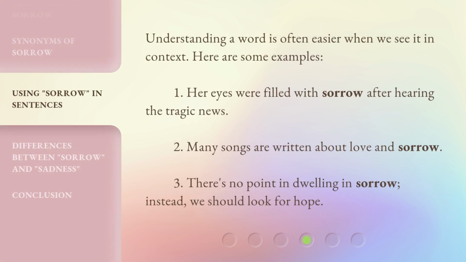Understanding a word is often easier when we see it in context. Here are some examples. 1. Her eyes were filled with sorrow after hearing the tragic news. 2. Many songs are written about love and sorrow. 3. There's no point in dwelling in sorrow. Instead, we should look for hope.